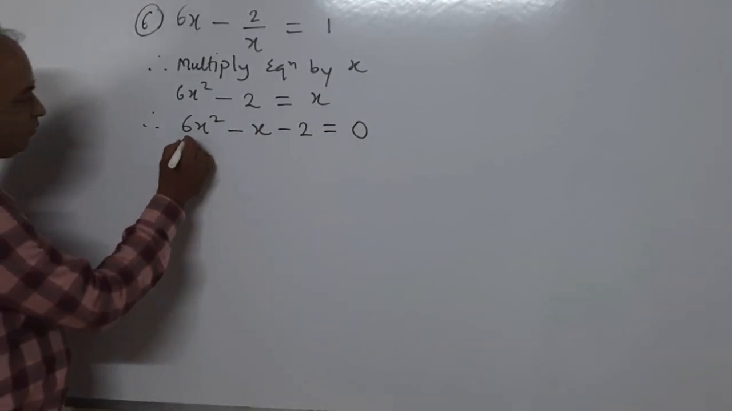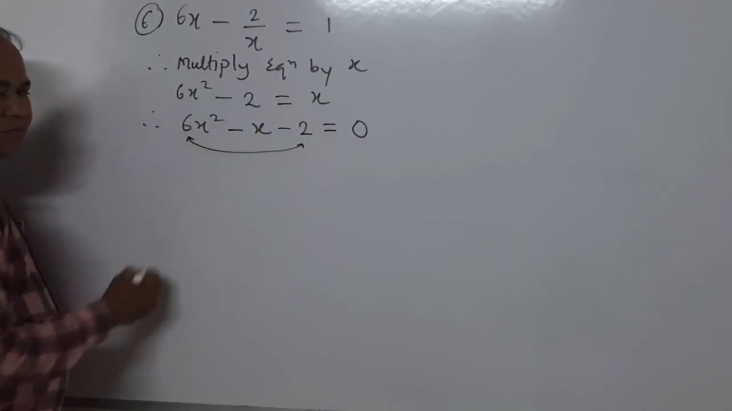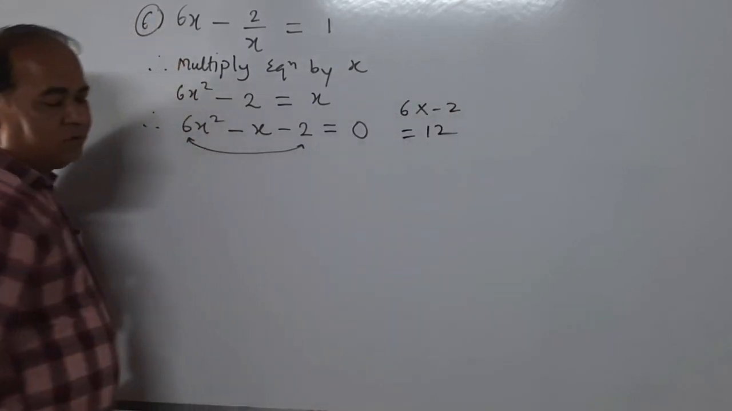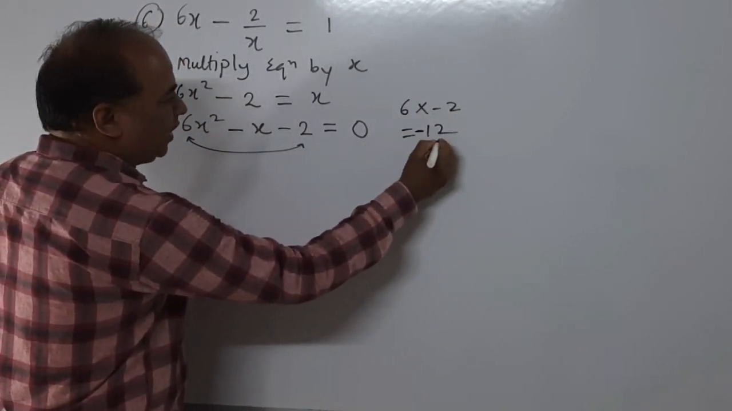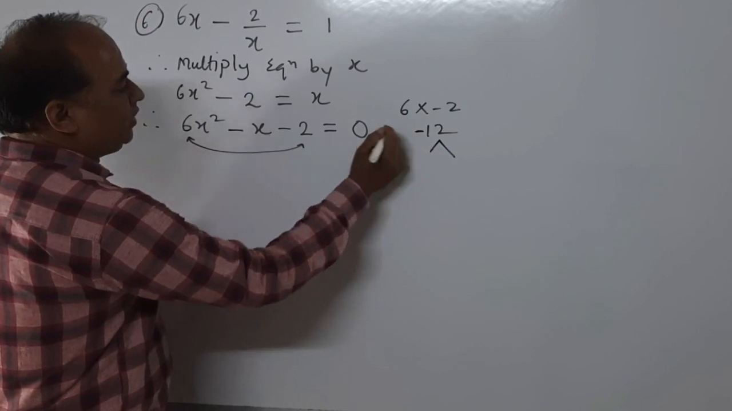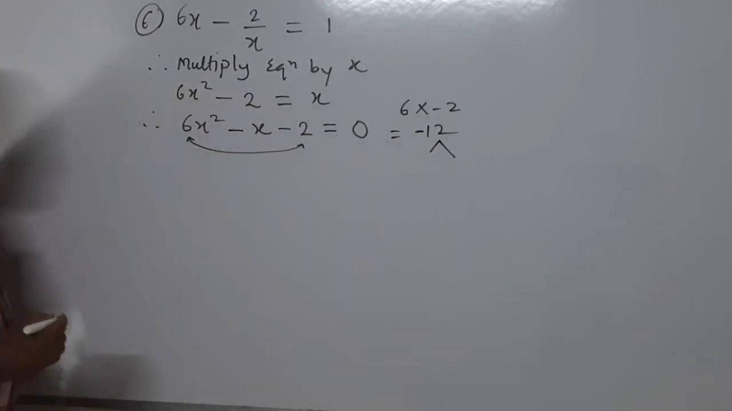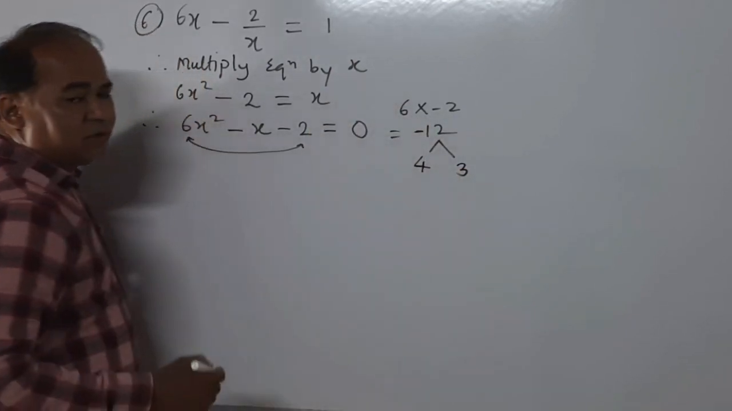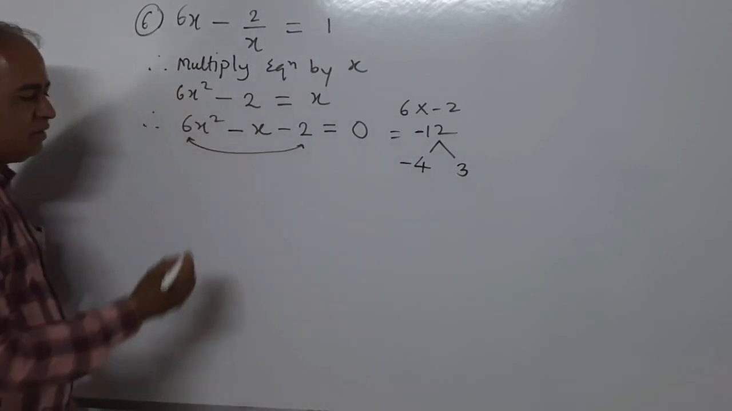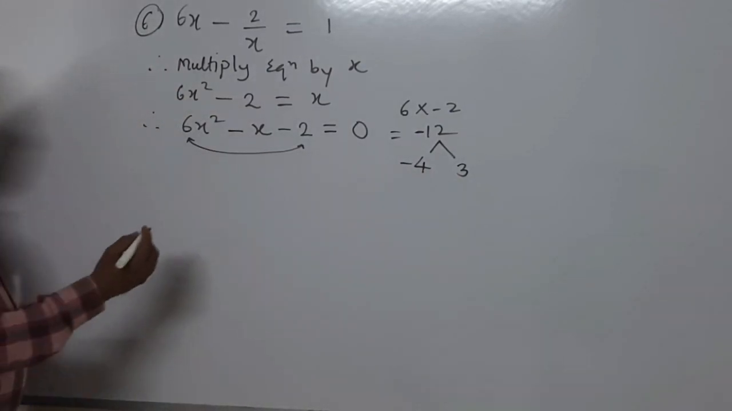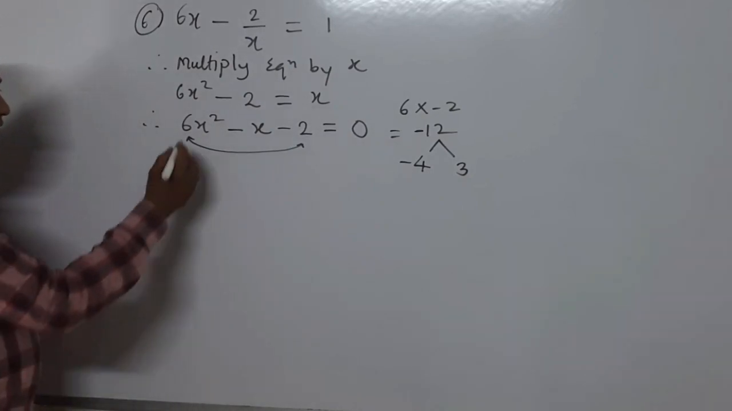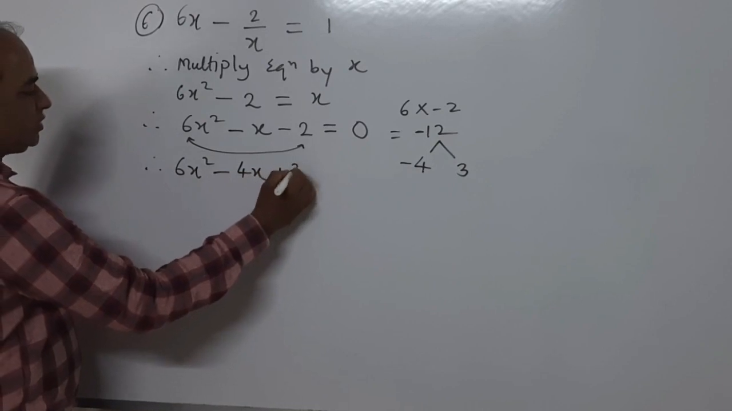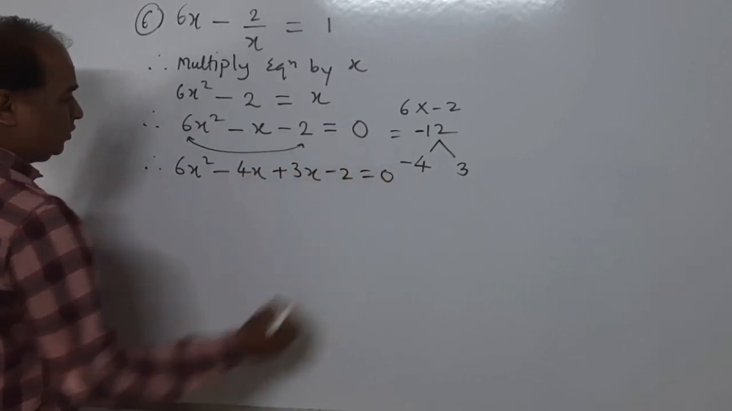Now the factors of 6 into minus 2. So 6 multiplied by minus 2 is equal to minus 12. So we need factors of minus 12 such that the middle term is minus 1x. The factors of 12 are 4 into 3, minus 4 plus 3 is equal to minus 1. So here the factors are minus 4 and 3. So split the middle term: 6x square minus 4x plus 3x minus 2 is equal to 0.